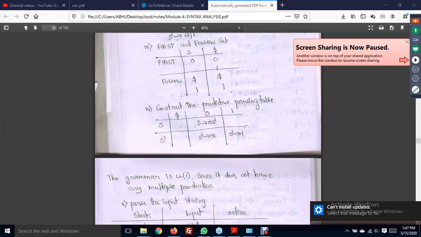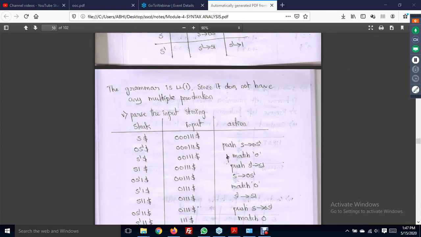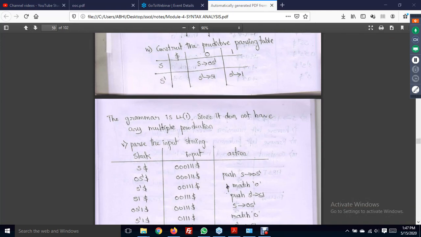So what is the input? 0 0 0 1 1 1 is the input, and in other words this is W dollar, and here starting symbol, that is S with dollar. So S with 0, make use of production S tending to 0 S dash. So 0 S dash I have, 0 and 0 will be matched, and it is gone. So S dash dollar. So S dash with 0, what do I have? Make S dash as S1, and S1 is what replaced.